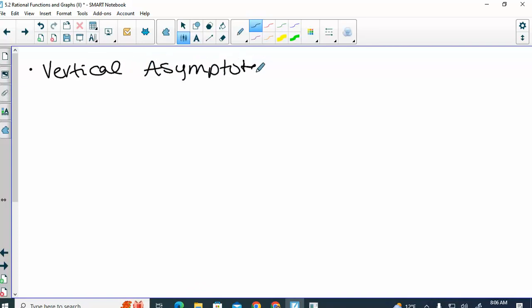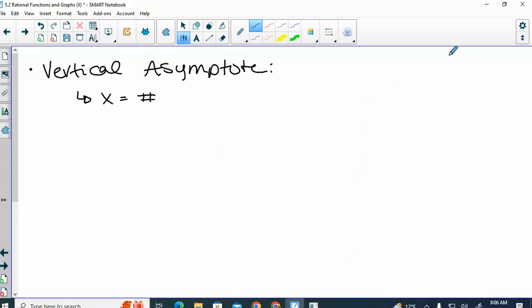Okay. Vertical asymptotes. These are always going to be of the form x equals a number. So x equals 3, x equals 5, just x equals a number. And we saw these on Friday. How do we get those vertical asymptotes? We use transformations. What else?